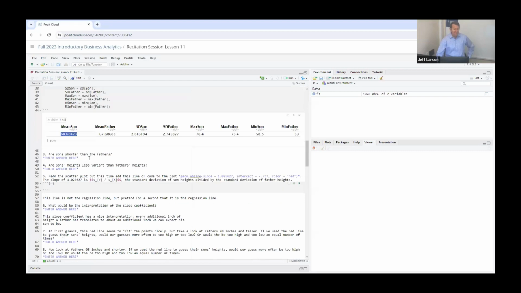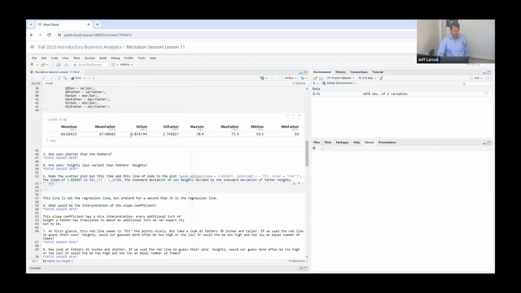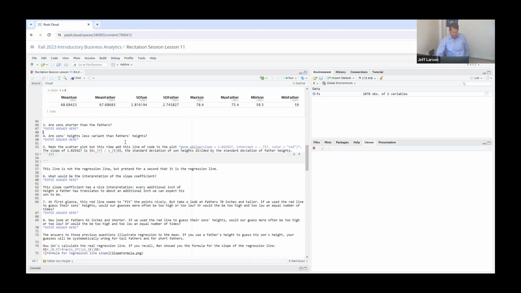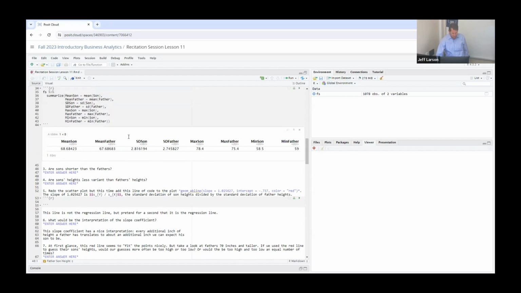Are the sons' heights less variant than fathers' heights? Do the sons' heights get more squished? No, the SD of the son is a little bit higher than the SD of the father, probably not meaningfully larger. So basically the same variance. It's not that sons' heights are getting more squished down towards the mean. And that's a really important historical thing we'll discuss a little bit later.